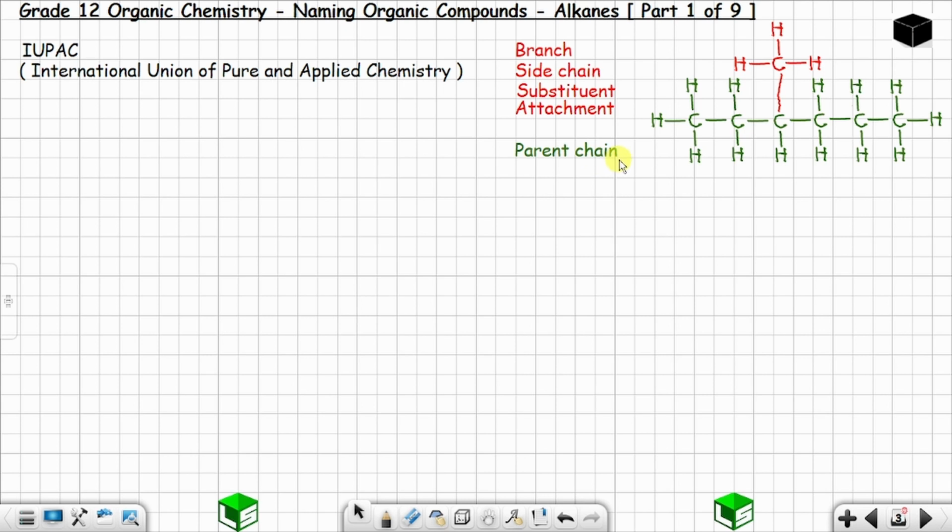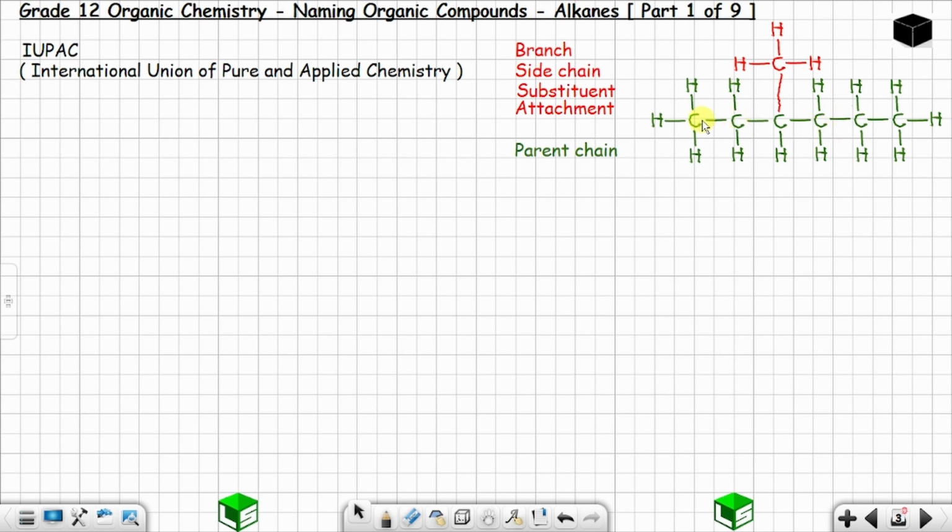So we are going to see how to name an organic compound like this one. This is an alkane. If you want to name this organic compound, you have to first identify the longest chain, and if you have any branch, you also have to identify it. And for alkanes, you don't have a functional group, so we are going to talk about functional groups in another video.